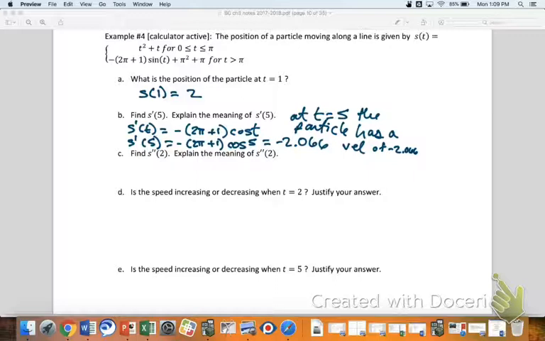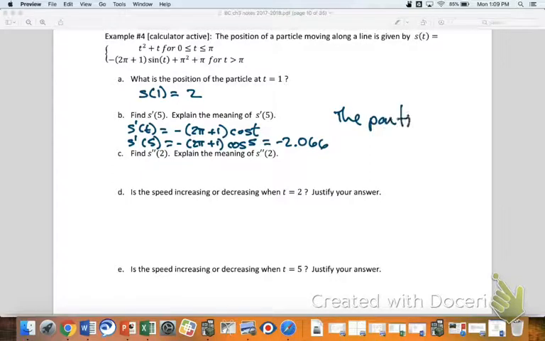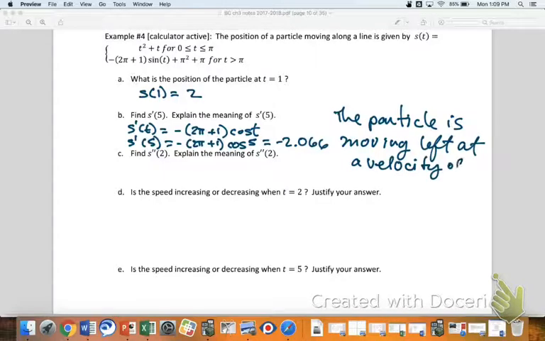So if you wanted to say when t equals 5, the particle is moving left at a rate of, then you'd want to be careful with this. So let's write this one out. Even if you feel confident, check it out. If you were to say the particle is moving left at a velocity of, if you're going to say this, you need to list it out as a 2.066 velocity. If you were to say the particle is moving left at a velocity of negative 2.066, that's actually a double negative. So if you're moving left at a negative rate, you're actually moving right.